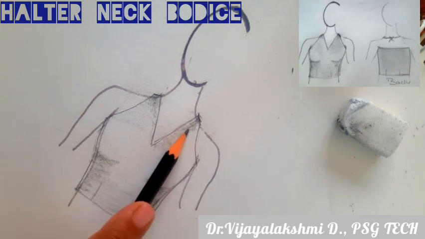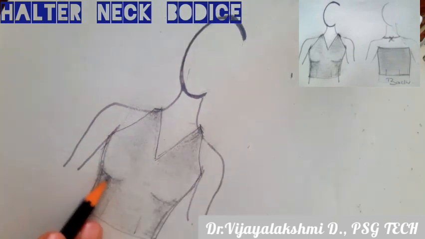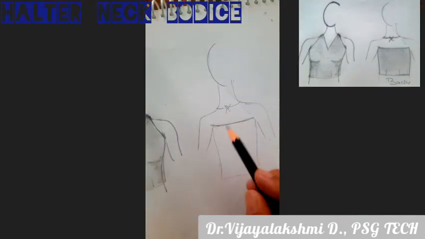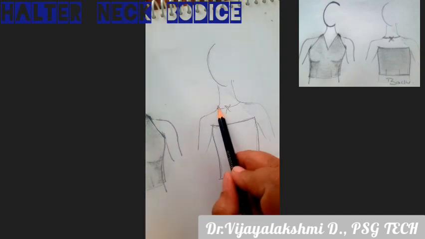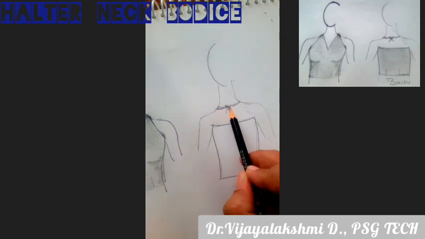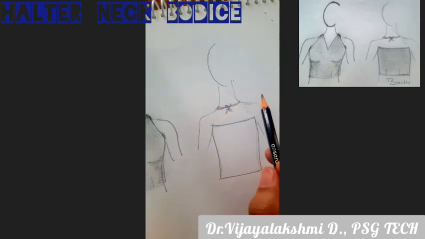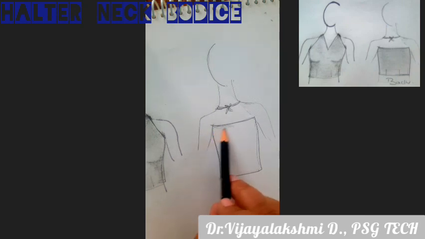The back of the halter neck bodice is simple, doesn't have any support of the shoulder. The strap is tied at the neck, which comes along from the front bodice, and it will be tied at the neck, and the back is supported either with elastic or the fabric will be lycra mixed, where it holds the back bodice firm, and it can also be supported with 2 darts at the back waist if required.